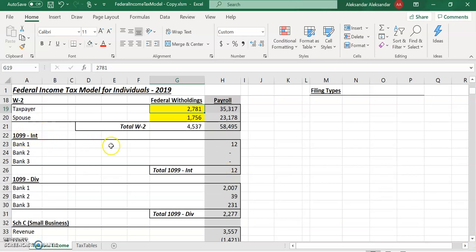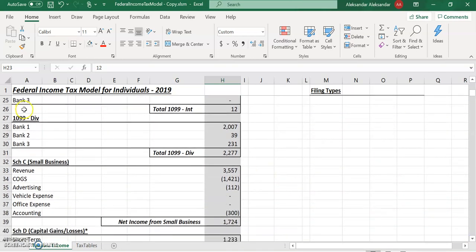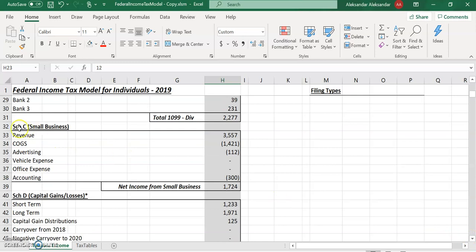Also, if you have any type of savings account, you probably have some interest on it. The government wants to know about it because it's included in income and it's taxable income. So let's say we had $1 a month. Also, if you had any dividends, also this should be included.